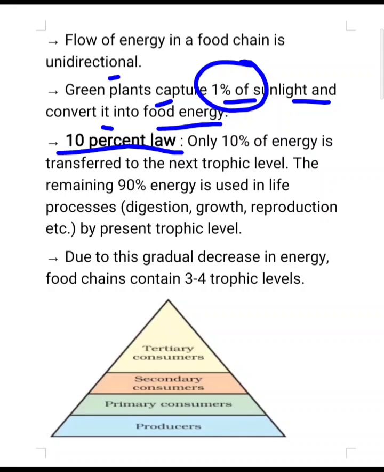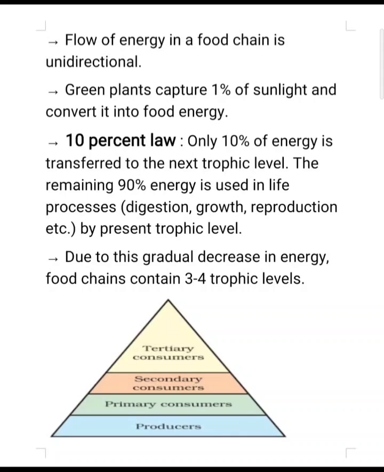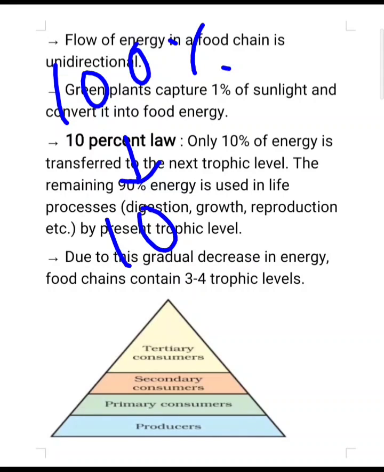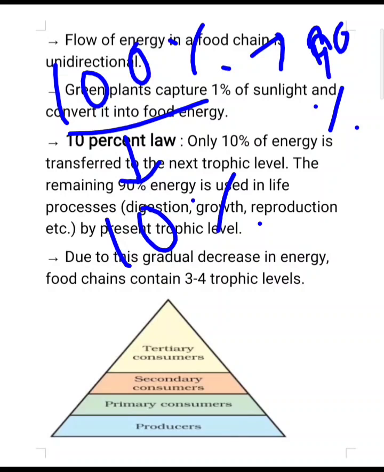Now there is one law, that is the 10% law. What is this law? This law states that only 10% of energy is transferred to the next trophic level. The remaining 90% energy is used in the processes like digestion, growth, reproduction, etc. by the present trophic level. What is the meaning? That if plants have 100% energy, then herbivore will get only 10% of its energy. Means 10% energy is passed on to next trophic level, and 90% energy is used by the plant itself for the various activities.